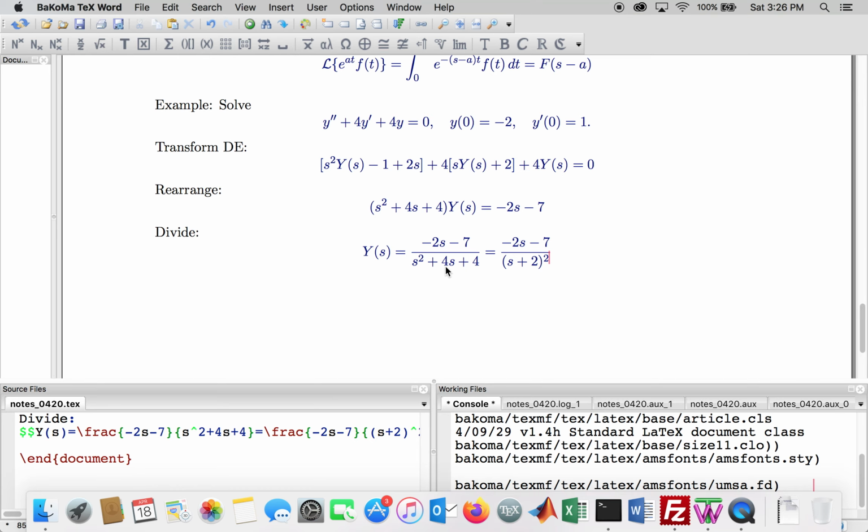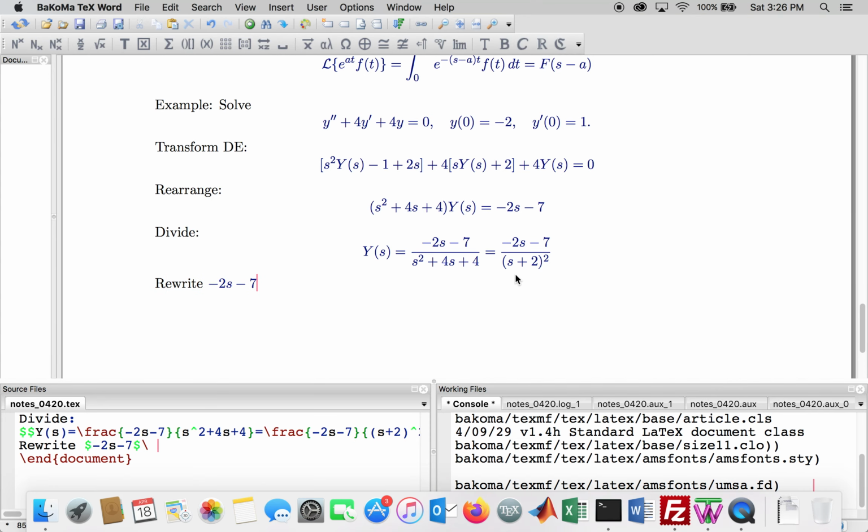Now, in this case, instead of doing partial fractions, I'm going to use some trickery to write the numerator as a function not of s, but of s plus 2. That will allow me to break this up into the simplest fractions possible as far as inverse transforming is concerned.